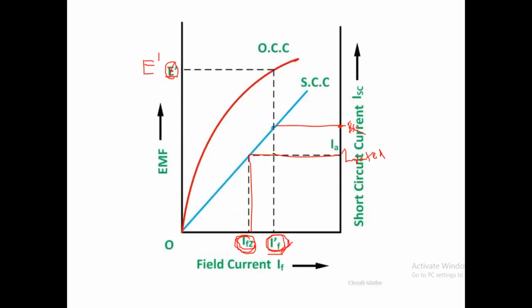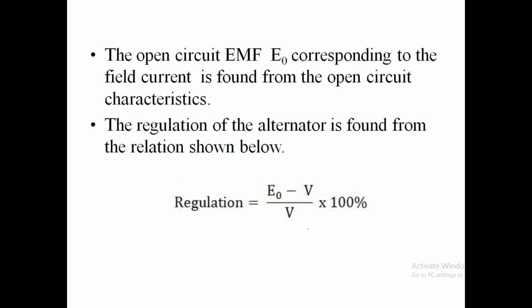Corresponding to this IF we find the voltage E0. From the OCC we obtain some value for IF, it may be here, and corresponding to that IF we find a voltage E0. So this E0 is obtained from the OCC, corresponding to the resultant IF. By using that E0 we can directly substitute in this: regulation equals E0 minus V divided by V into 100%. Thus we find the regulation.